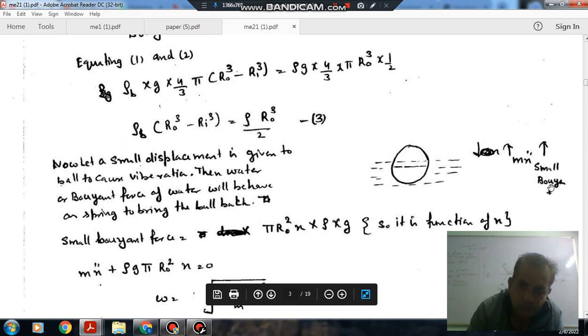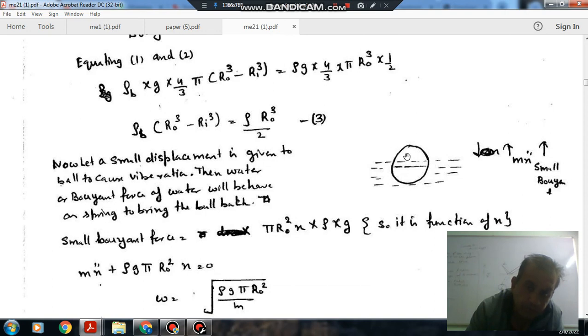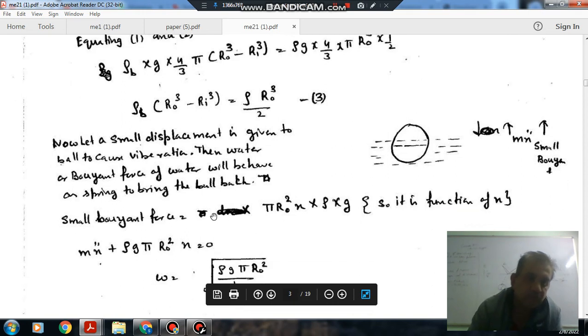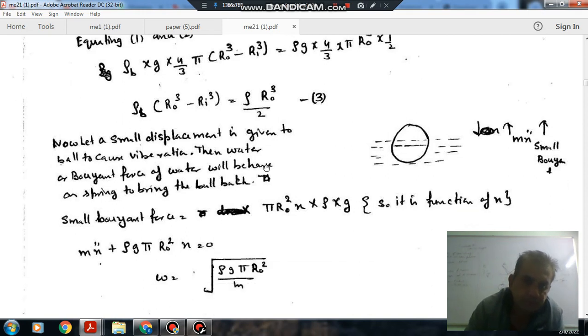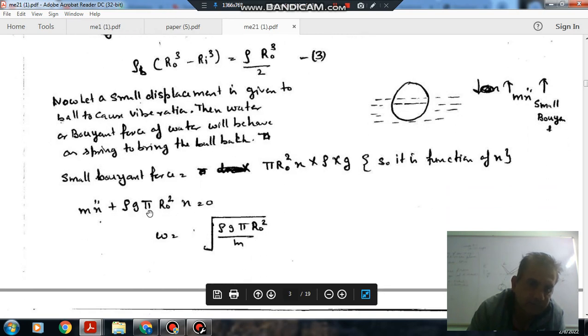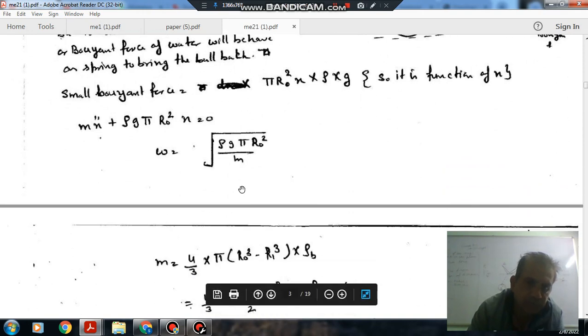So this small buoyant force is equal to the volume of ball that goes inside the water with displacement x, that is pi r naught square x rho g. This buoyant force also acts in the upward direction. So the equilibrium condition is m x double dot plus rho g pi r naught square x. Here the coefficient of x is this and the coefficient of x double dot is m. So omega becomes rho g pi r naught square by m.